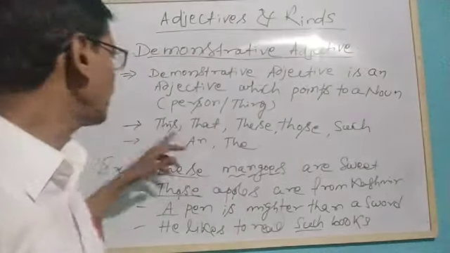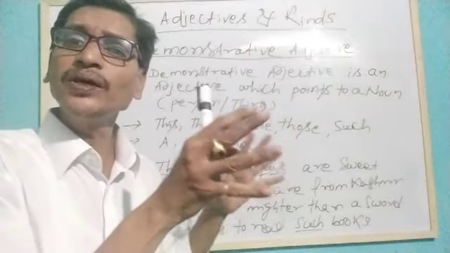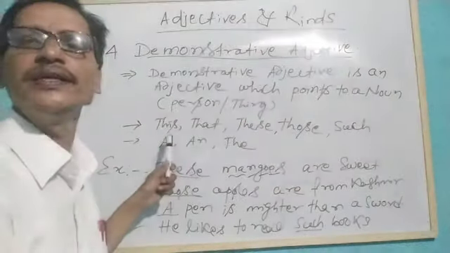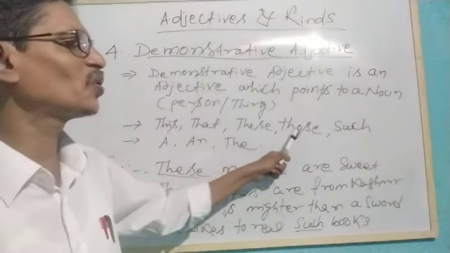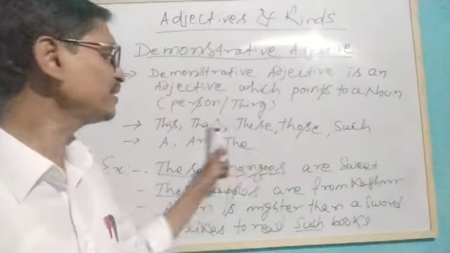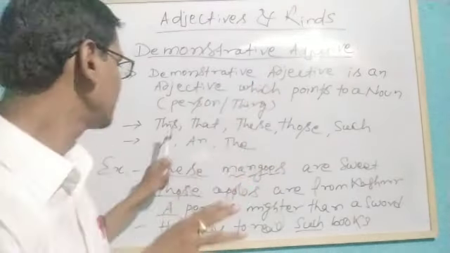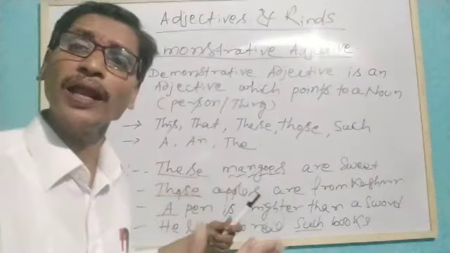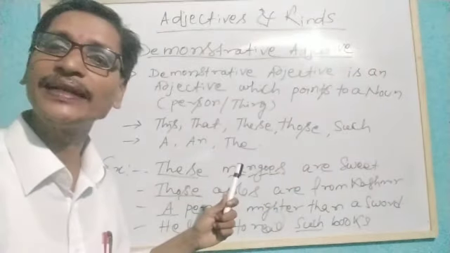As we know, to point a noun, what words have we been using as adjectives? That I have also written over here. You see, this, that, these, those, such. These words are used to point a noun. Similarly, we can use articles like a and the as well to point a noun. Here, some examples have been written.